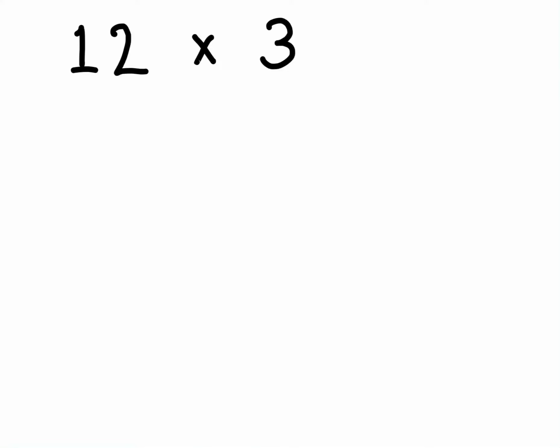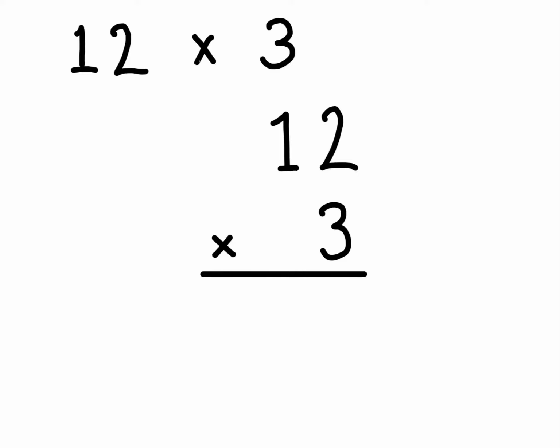How do we do multiplication? I'm going to walk you through an example. Here we have 12 times 3. We'll want to put the biggest number on top and the smaller number on bottom. And as you can see by the arrow, I'm indicating which numbers we are multiplying.